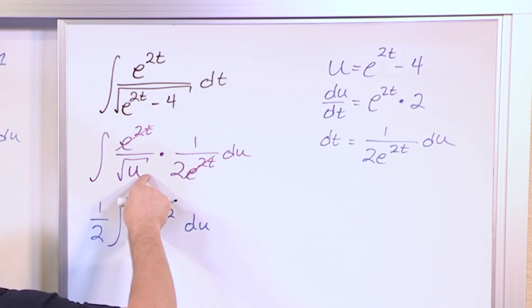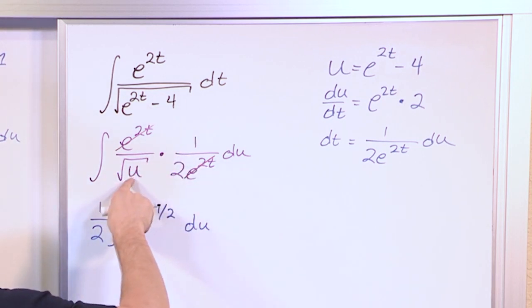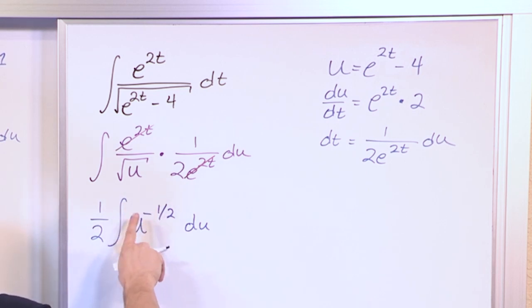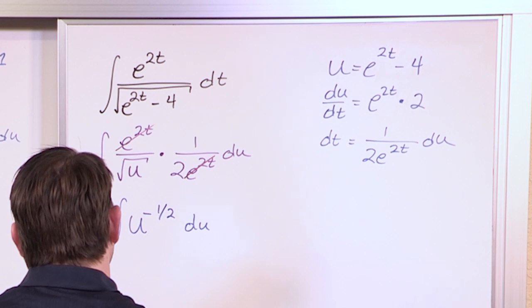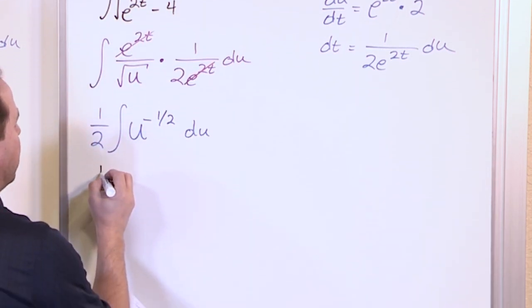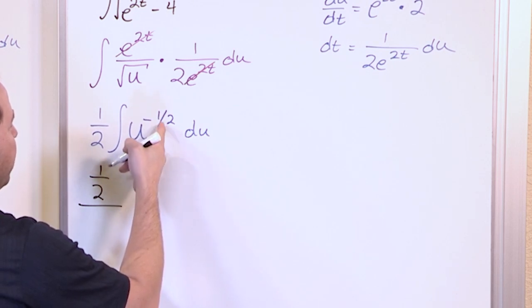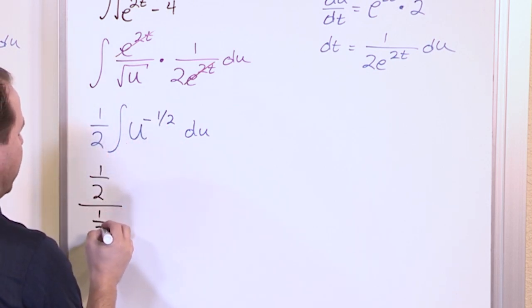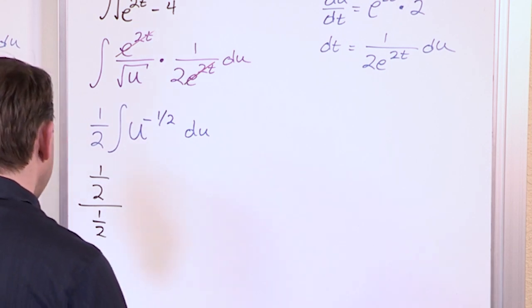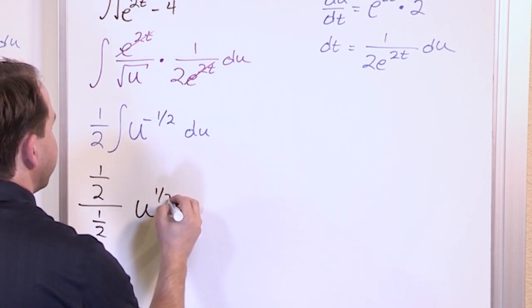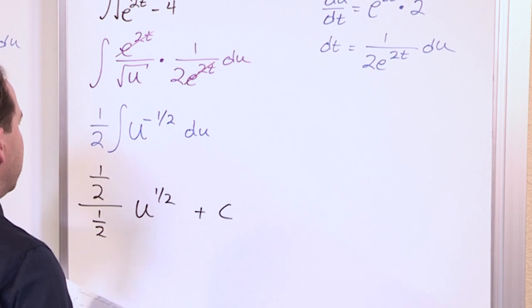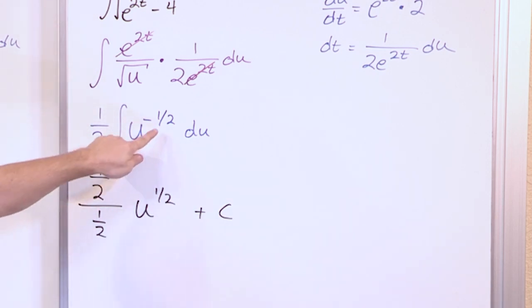So 1 over square root of u is the same as 1 over u to the 1/2. Bringing it up to the top makes it u to the negative 1/2. So now we can integrate this. So what we'll have is 1/2 over exponent plus 1. So negative 1/2 plus 1 is also going to be 1/2. And then it'd be u to the 1/2 plus a constant. So we have this guy up front divided by exponent plus 1, u to the exponent plus 1.